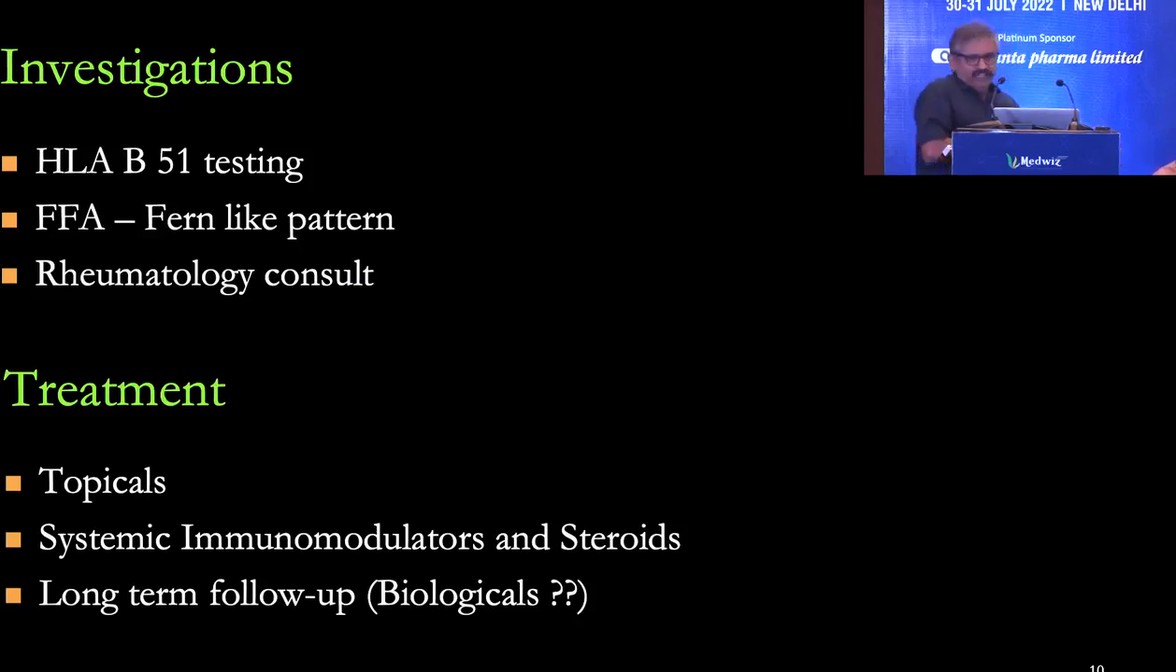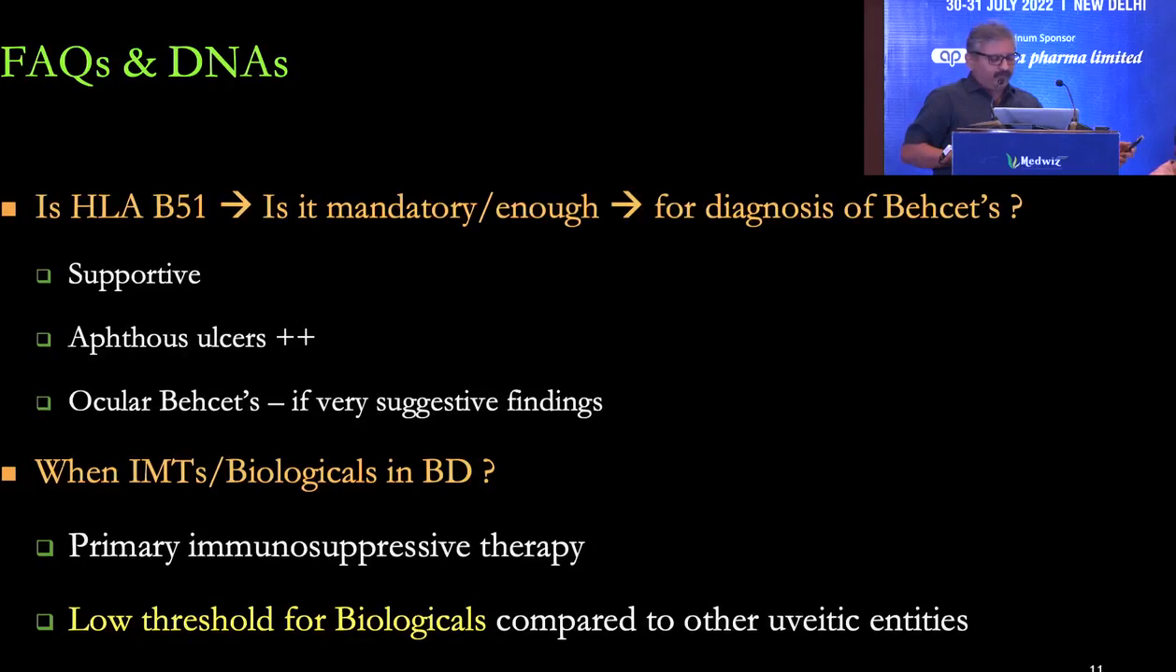So again, one test if you want to do is HLA-B51 testing. Hypopyon can also be seen in HLA-B27 associated uveitis, so you can test that also. Get a rheumatological consult. You might start topicals for the hypopyon, but most importantly, remember that immunosuppressors or immunomodulators are the therapy for Behcet's disease. Long term, remember that sometimes this patient needs biologicals.